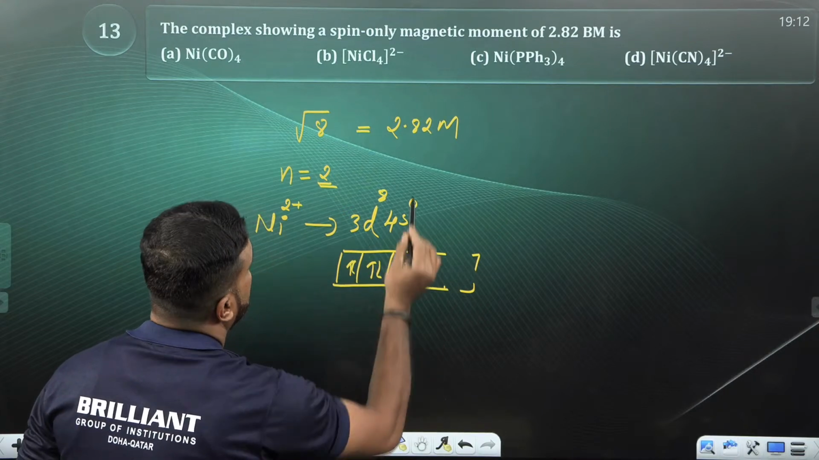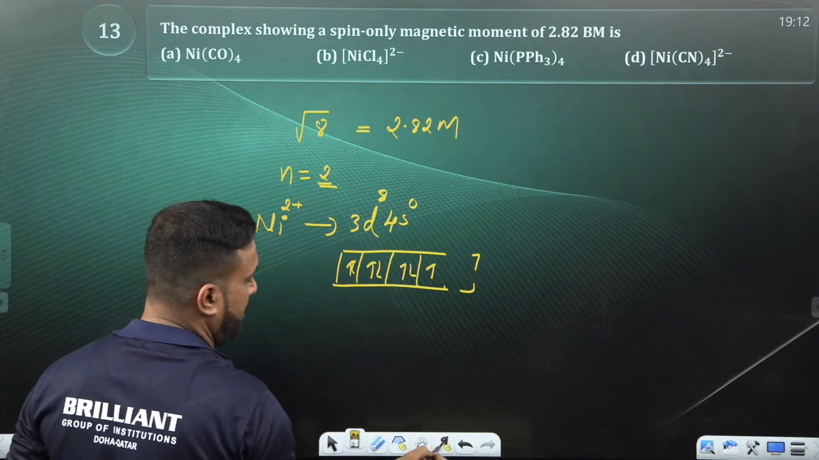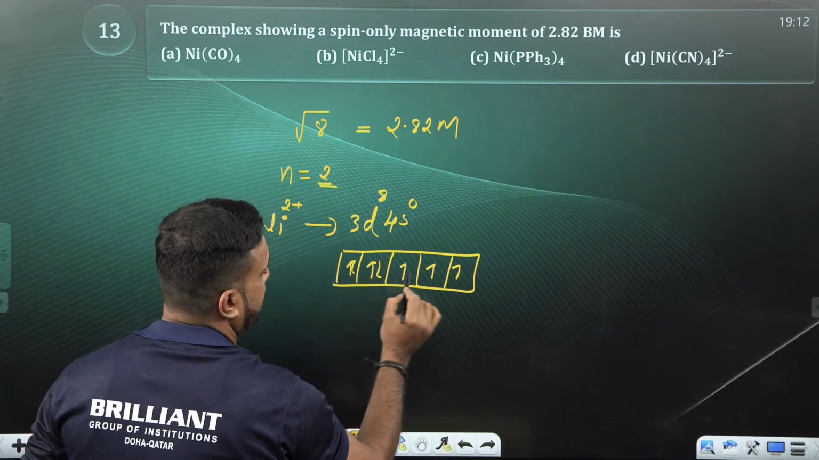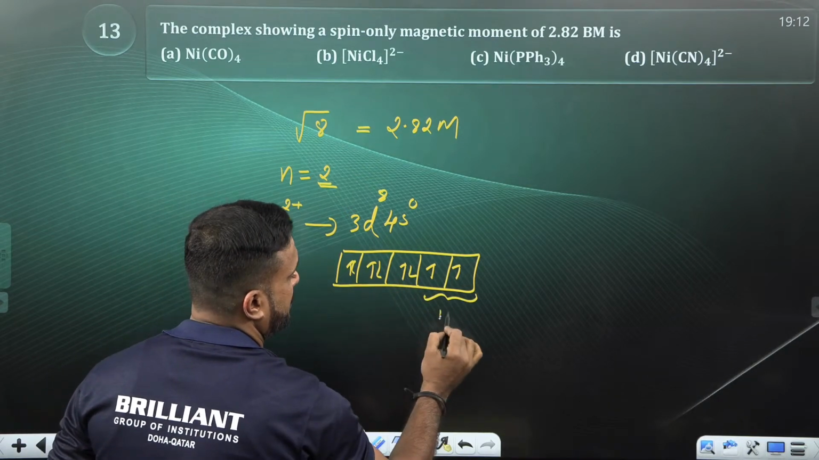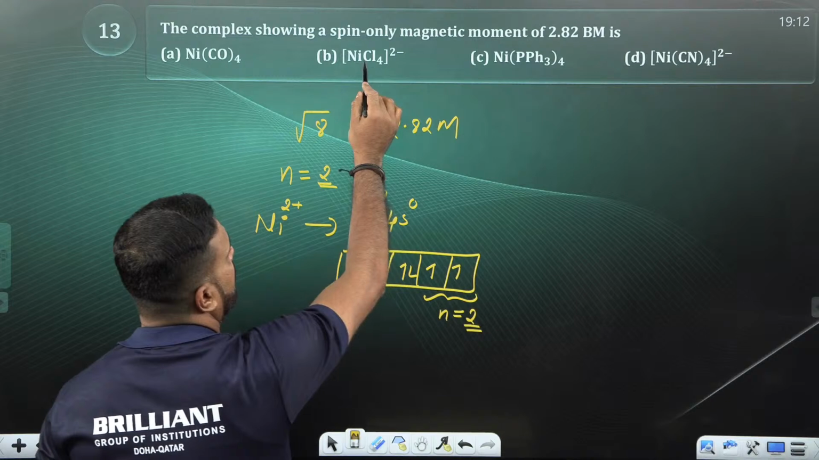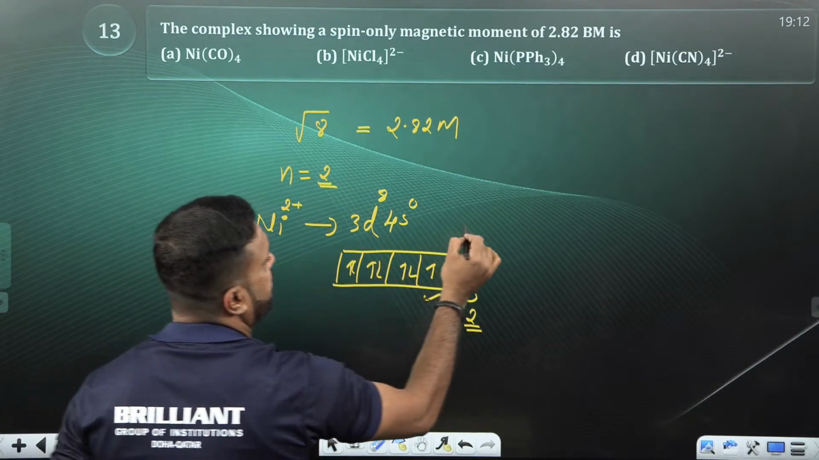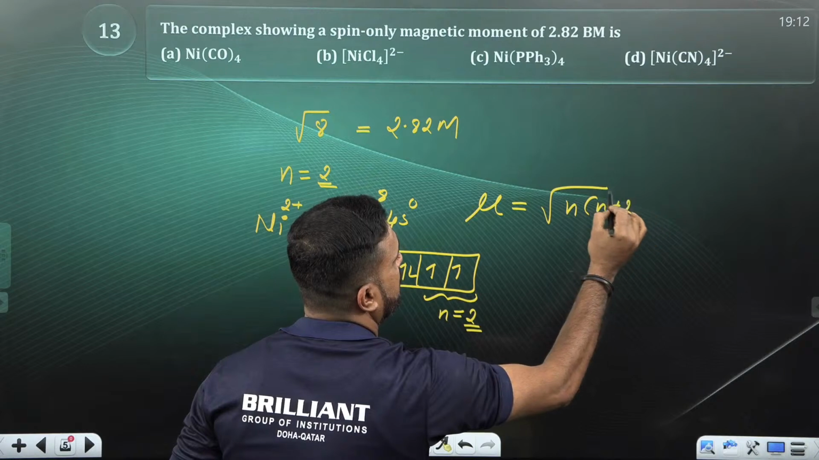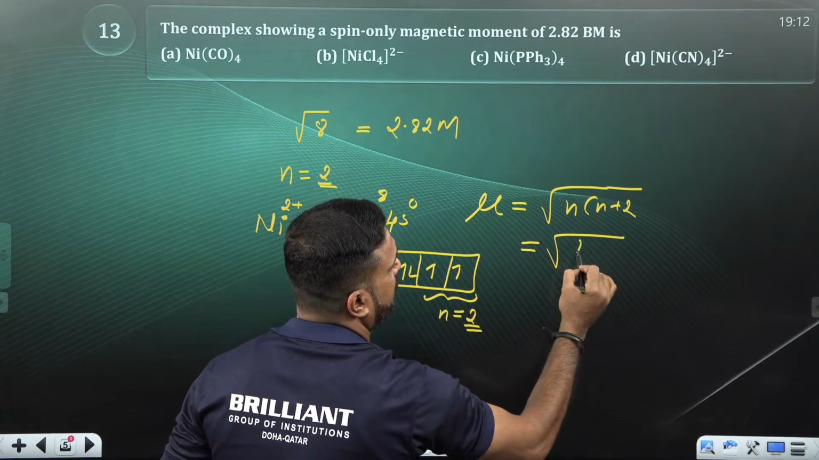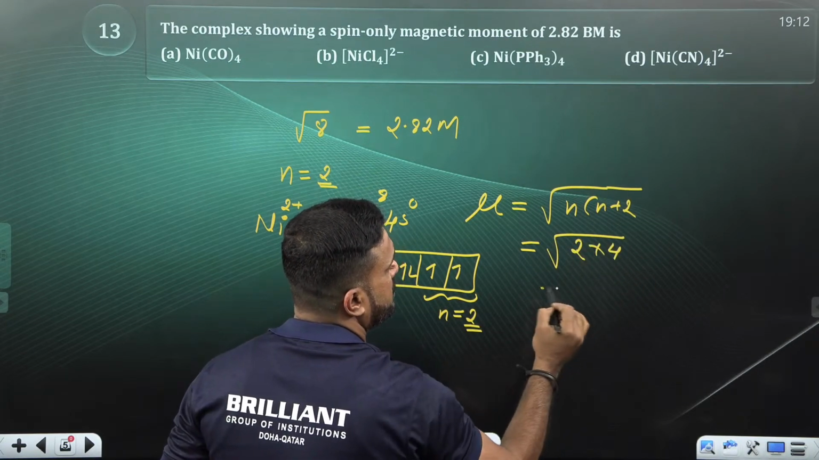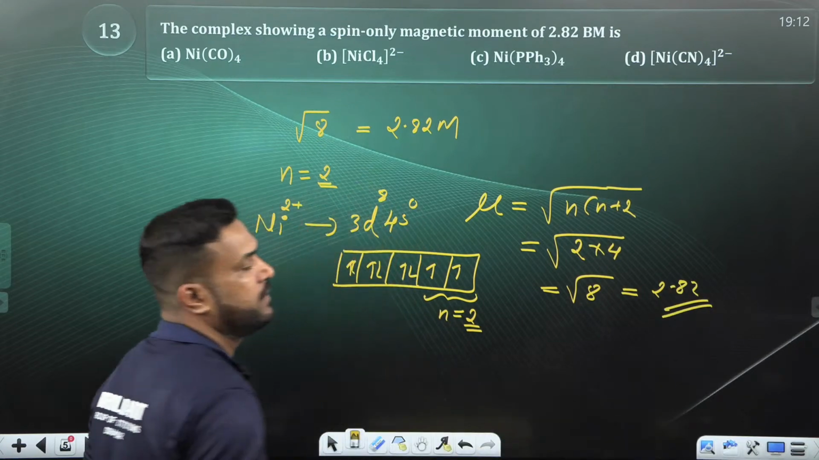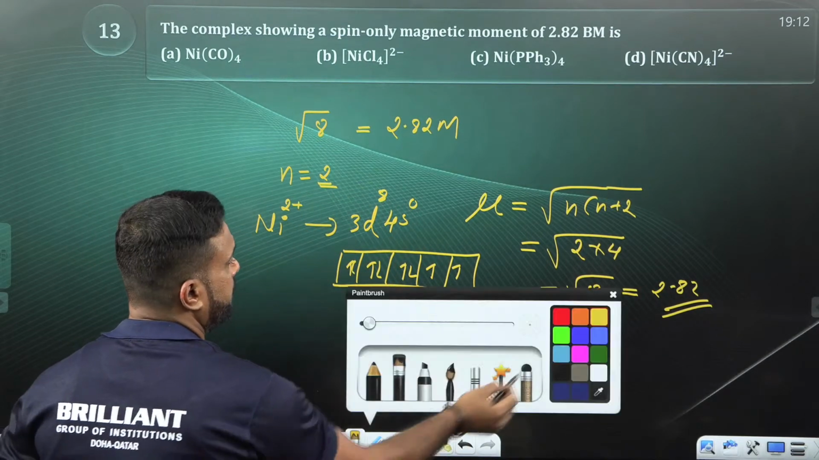Sorry, it's a weak field ligand, correct. So it's weak, so 1, 2, 3, 4, 5, 6, 7, 8. So how many unpaired electrons are there? N is equal to 2, see Cl. So N equal to 2, we will substitute into the equation mu is equal to root of N into N plus 2. Then it is root of 2 into 4, equal to root 8. Root 8 is equal to 2.82, correct. So the right answer is option B.